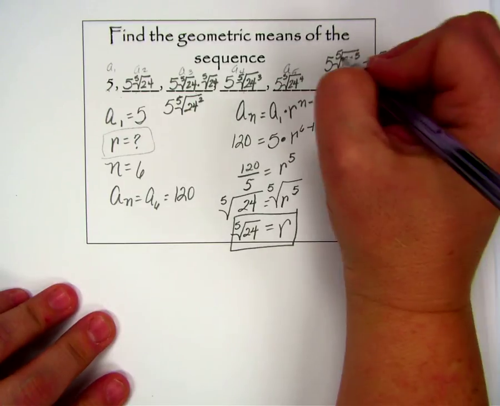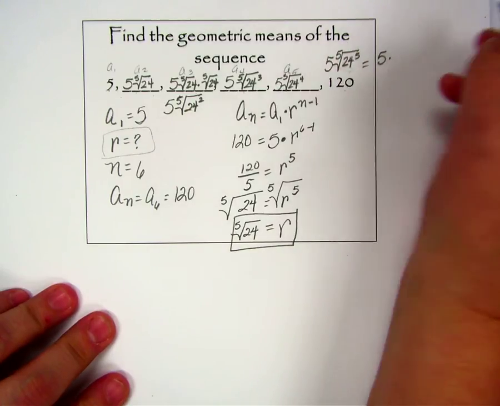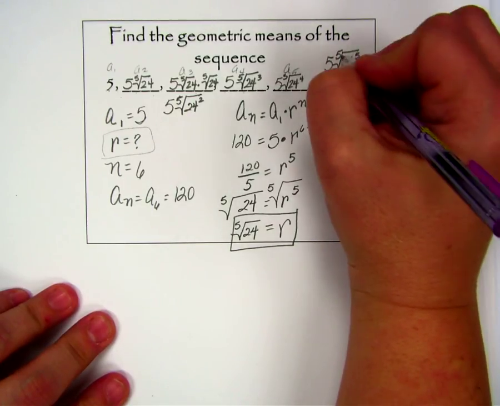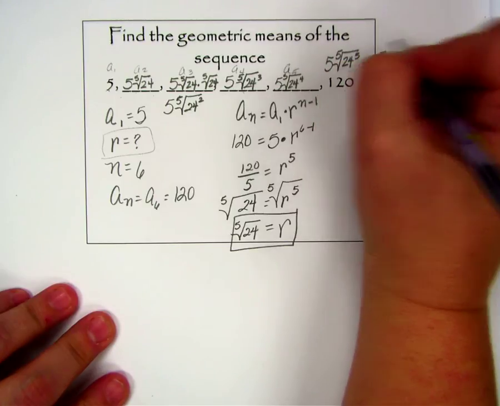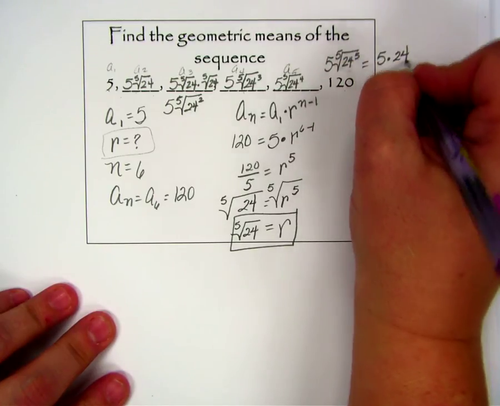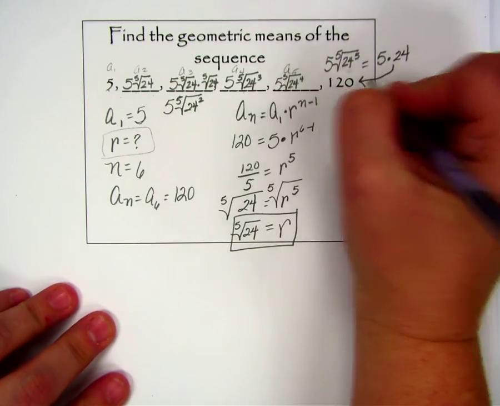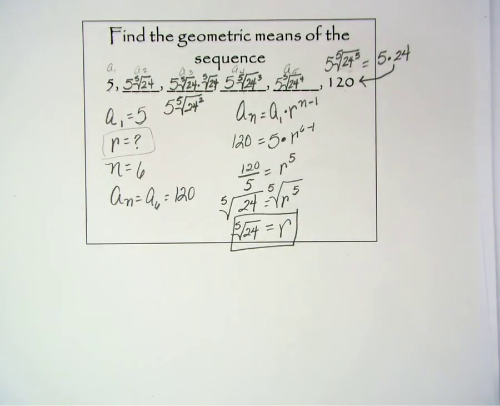What's the fifth root of 24 to the fifth power? The fifth root of 24 to the fifth power. 24. It's 24. And what is 5 times 24? 120. Okay. So, what'd you just do?